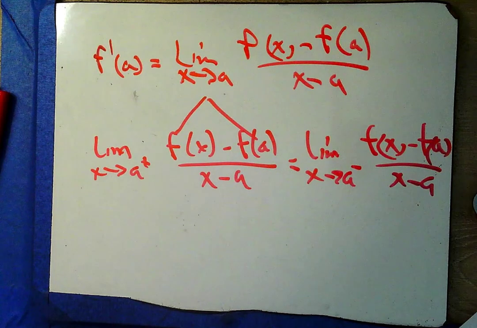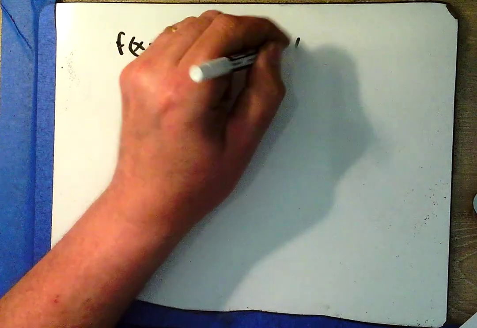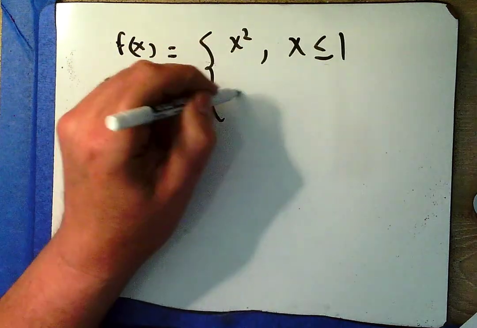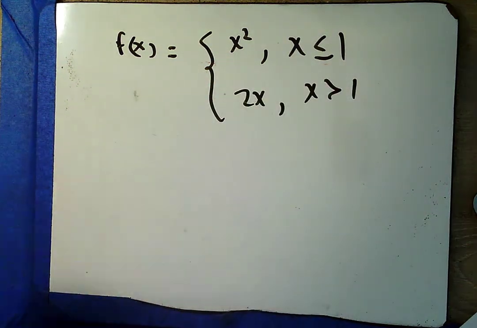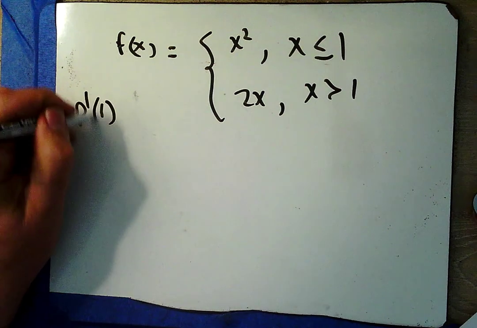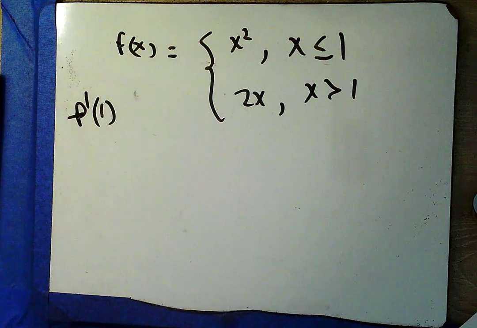All right. Well, it's your turn now. I did 2. You've got to do 1 now. So f of x equals x squared for x less than or equal to 1, and 2x for x greater than 1. All right, please find f prime of 1. Pause the video. Come back when you have an answer.